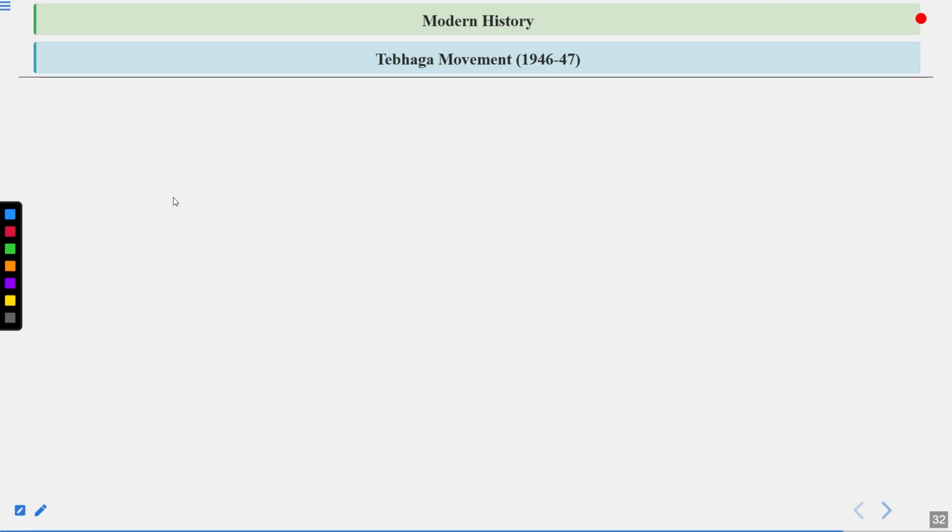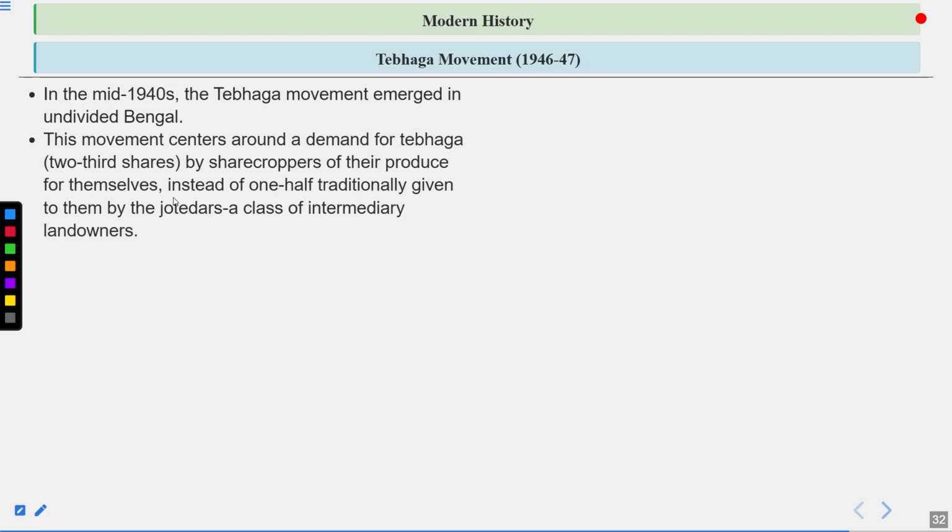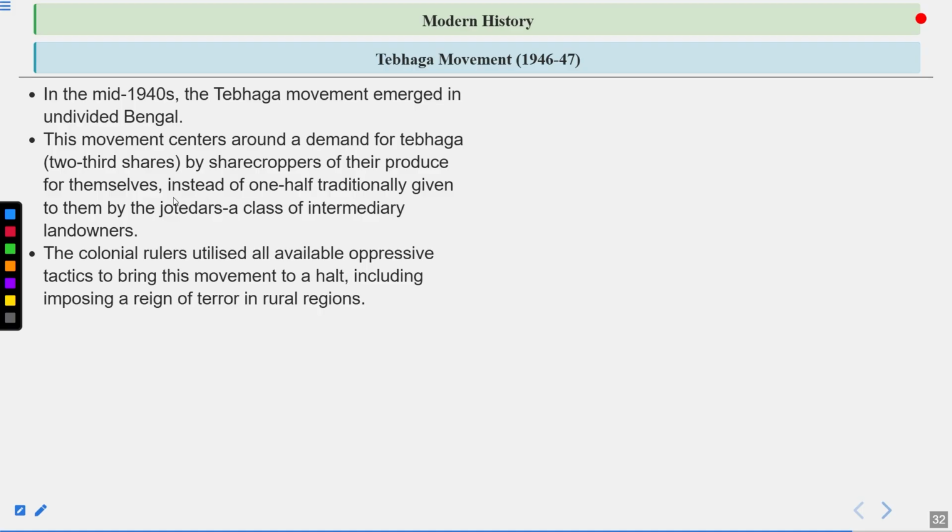Then the Tebhaga movement in 1946-1947. In the mid 1940s, the Tebhaga movement emerged in undivided Bengal. This movement centered around a demand by sharecroppers for Tebhaga, two-thirds share of their produce for themselves, instead of the one half traditionally given to them by the Jotedars, a class of intermediary landowners. The colonial rulers utilized all available oppressive tactics to bring this movement to a halt, including imposing a reign of terror in rural regions.